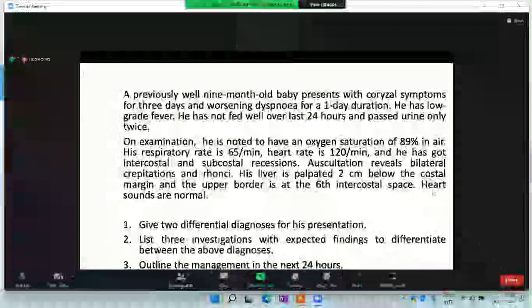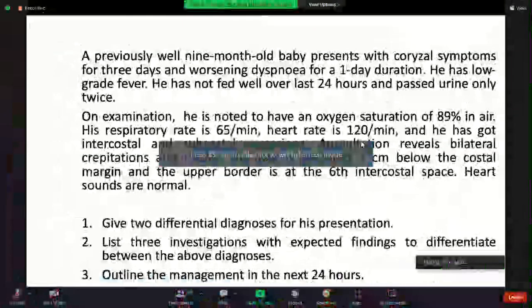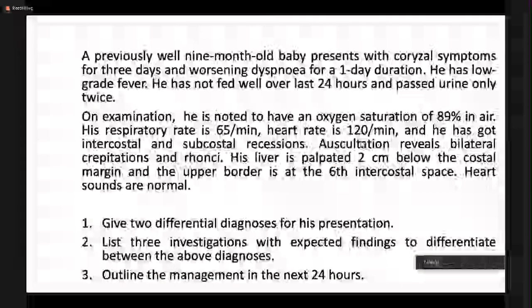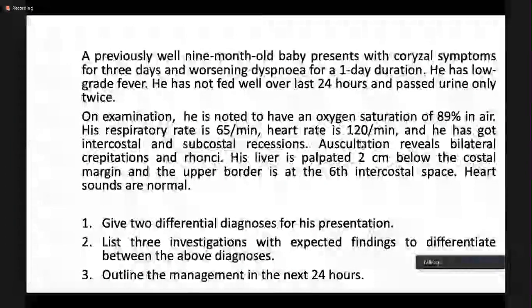Anything in the first paragraph that you think is important? You talked about the second paragraph. Yes, madam. The presentation, coryzal symptoms for 3 days and worsening dyspnea for 1 day, and the fever also. At the same time, urine output has been less for the last 24 hours. Okay, yes, that's a very important thing. As you can see, he has not fed well. All right, continue, Sujan.